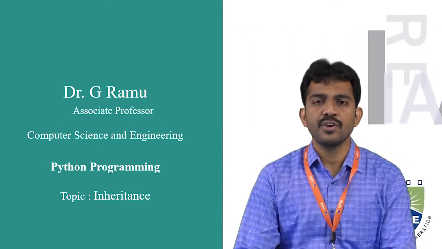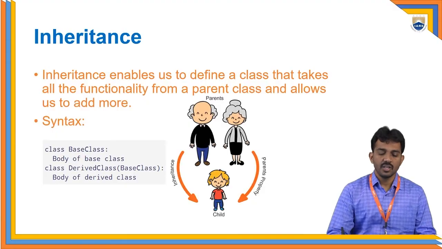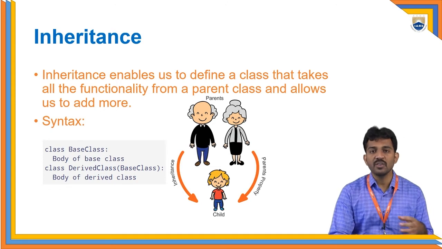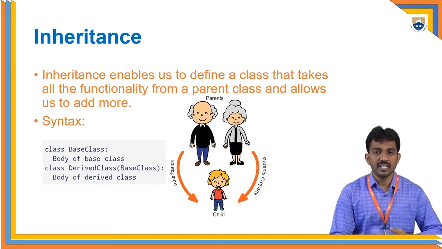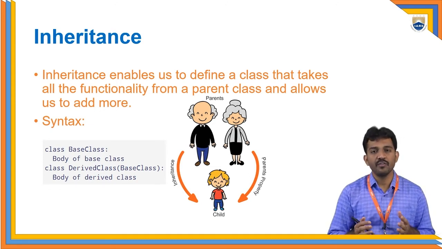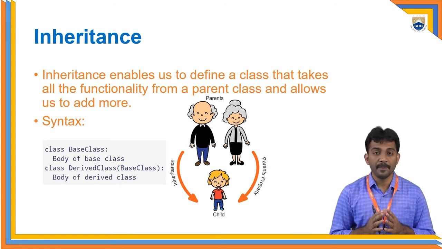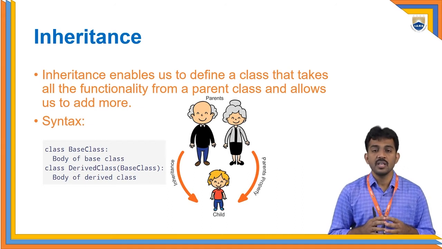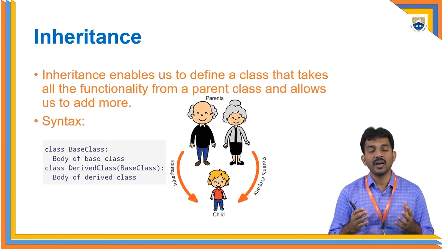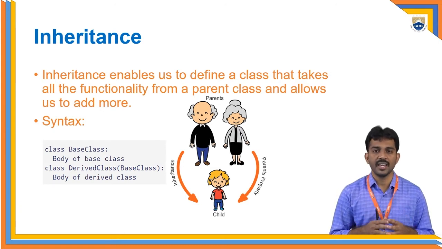For example, if you consider the parents, you may have acquired some features from your parents, right? It's reusability. The same kind of feature is applied in the object-oriented concept. It is one of the pillars of the object-oriented programming paradigm, right? Simply, how to acquire some properties of your parents. That is the main purpose of inheritance.